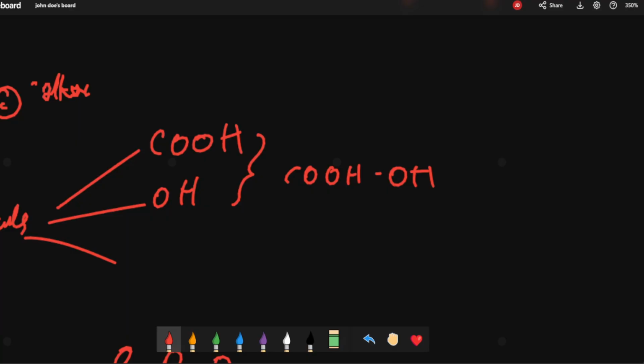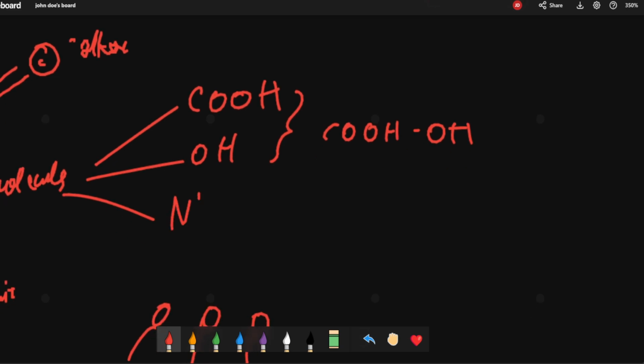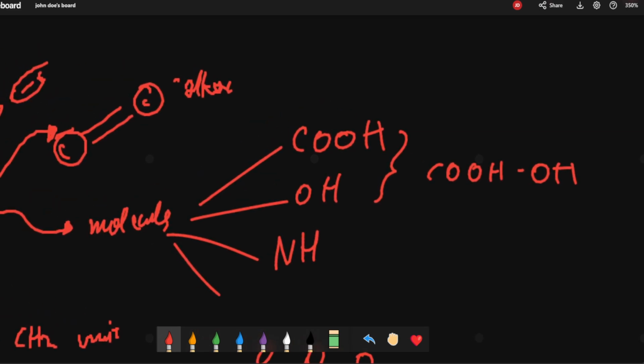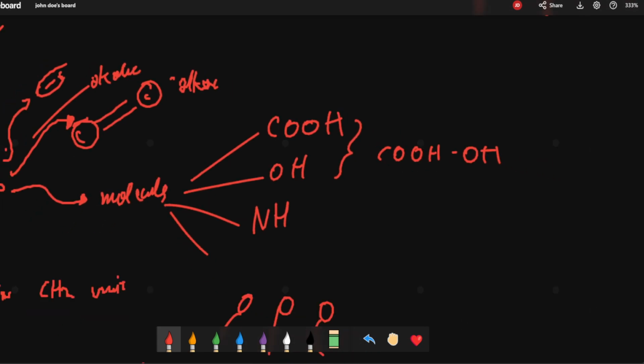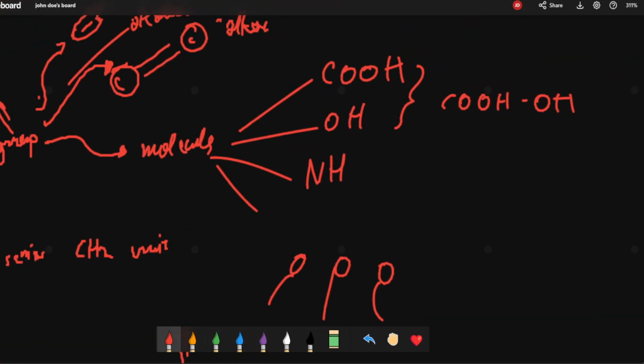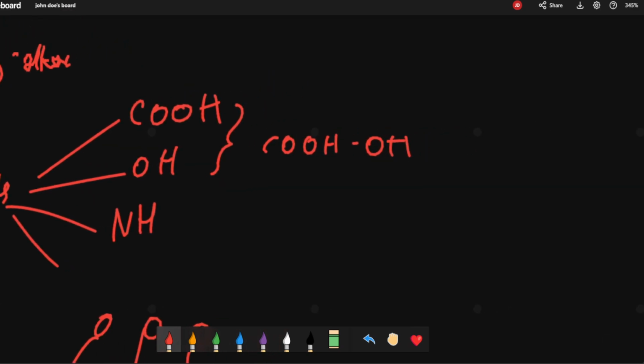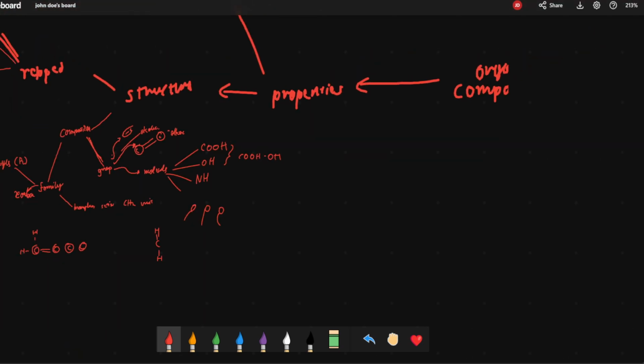Now we have carboxylic acids, we have alcohols, we have amines, which are basically NH. We have alkanes and alkynes here. So basically, we can see it there. We have bonds of functional groups, and we have molecules of functional groups. Now, molecules are what they are.